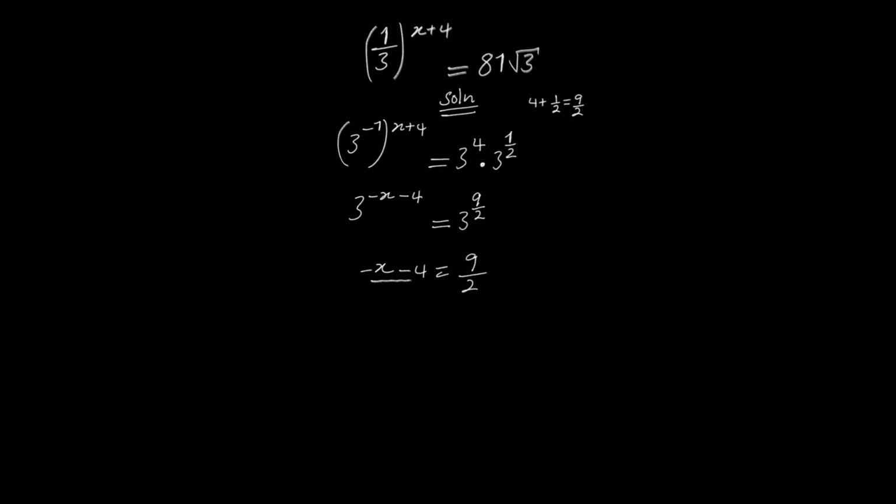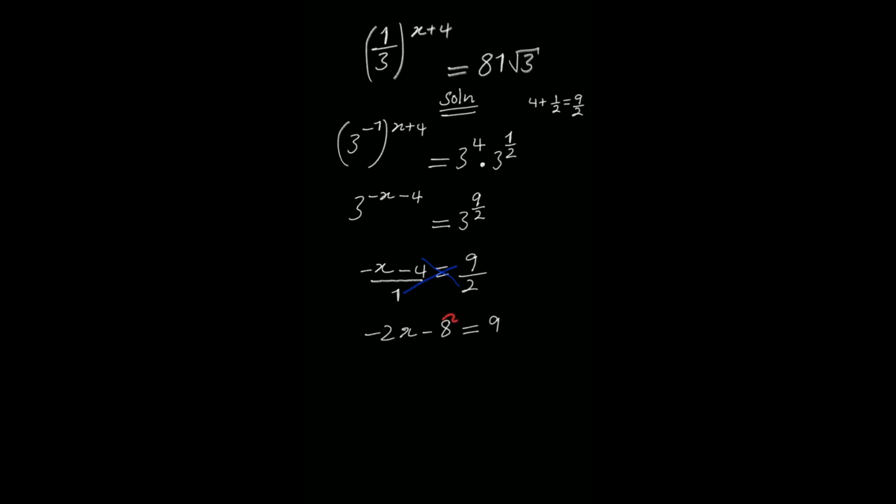Now, let's make the denominator 1 and then cross multiply. That is 2 multiplied by -x is -2x, and 2 multiplied by -4 is -8. This is equal to 1 multiplied by 9, that is 9.